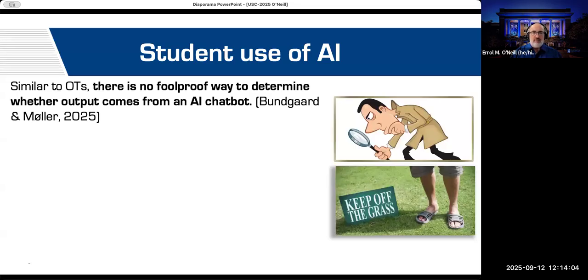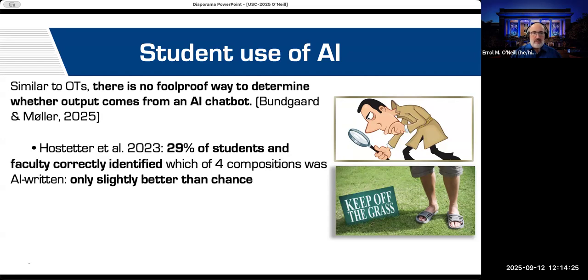Another consideration is that there's no foolproof way to determine whether AI was used. We can definitely tell, especially with languages, if it's a first semester student and they're coming up with advanced grammatical structures, that could be a pretty good indication. But once students advance more, it becomes more difficult to tell.